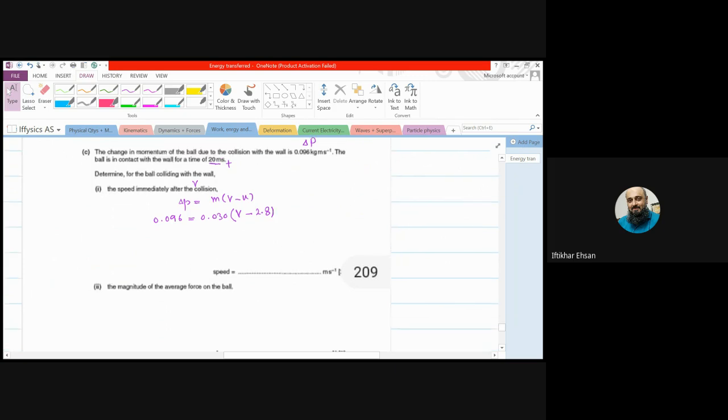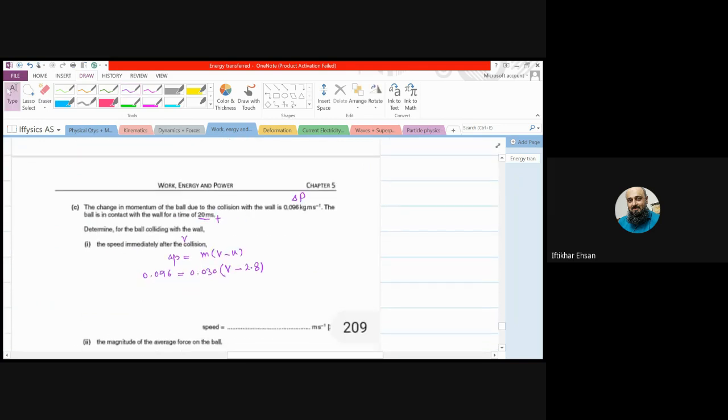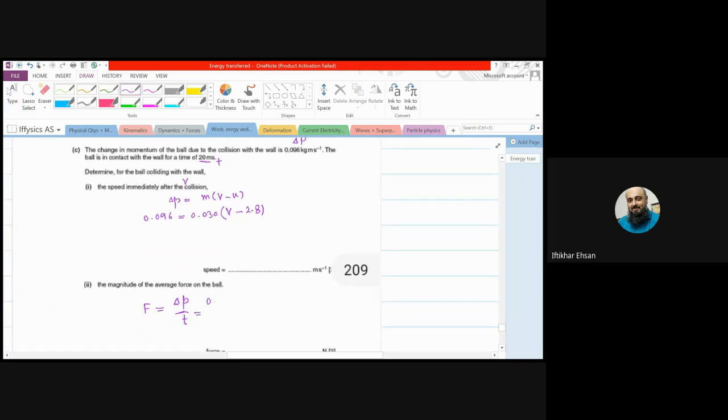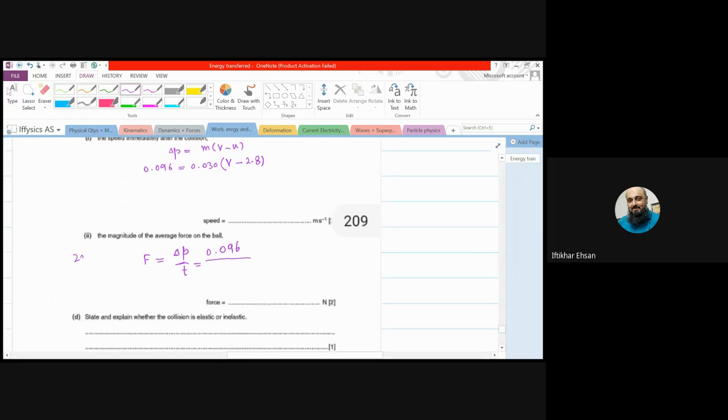Now the magnitude of the force. The force is equal to change in momentum over time. The change in momentum is given and the time of contact is also given. What is the change in momentum? Time is 20 milliseconds. Can you see? 20 milli means we have to divide it by 1000, or multiply 20 times 10 to the power minus 3. The answer is the same, in Newton.